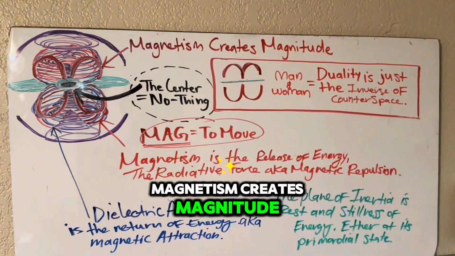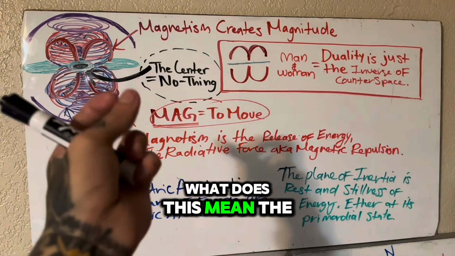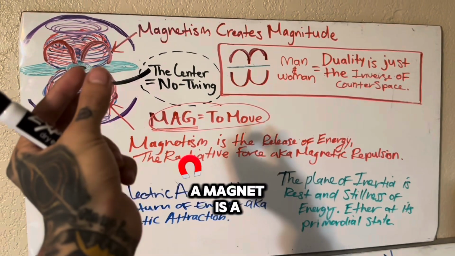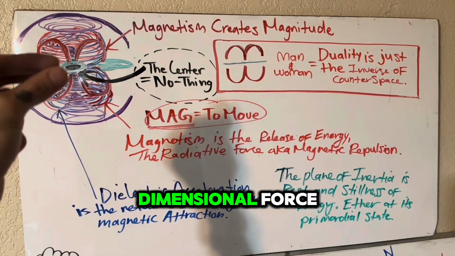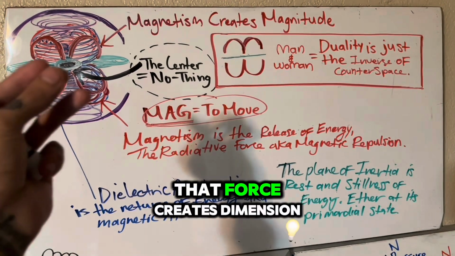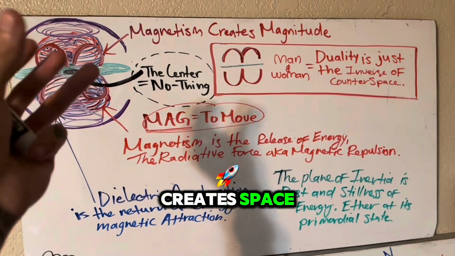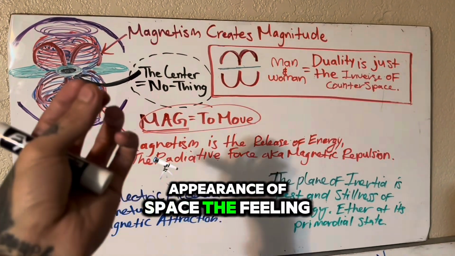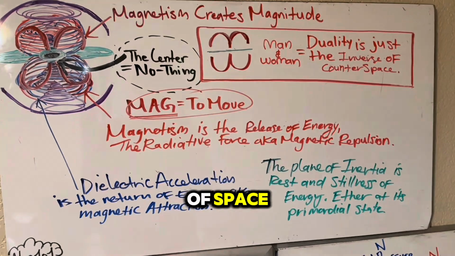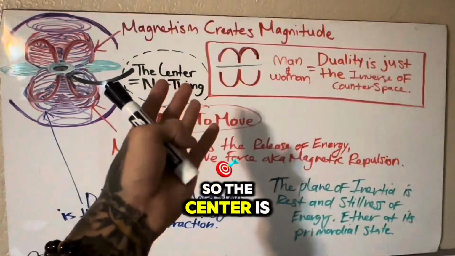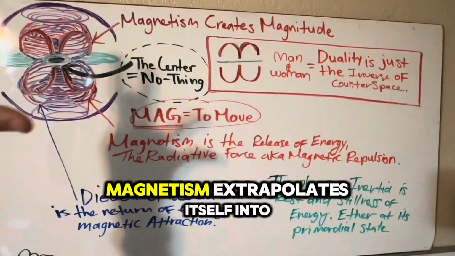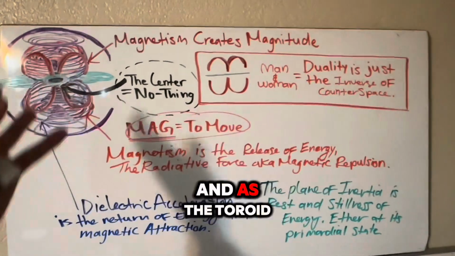Magnetism creates magnitude. What does this mean? The magnetic field, the repelling force of a magnet, is a dimensional force. That force creates dimension, creates space, the illusion, the appearance of space, the feeling of space. So the center is no thing, and from this center, magnetism extrapolates itself into and as the toroid.